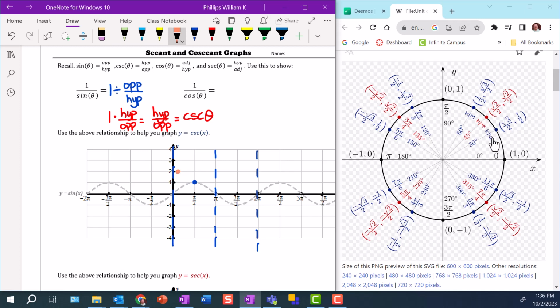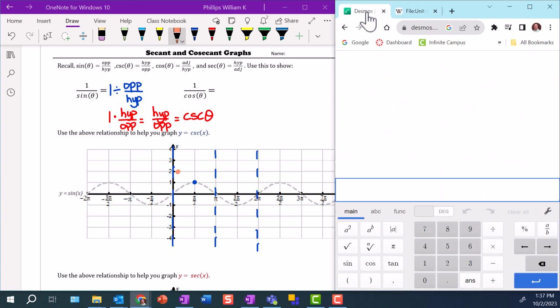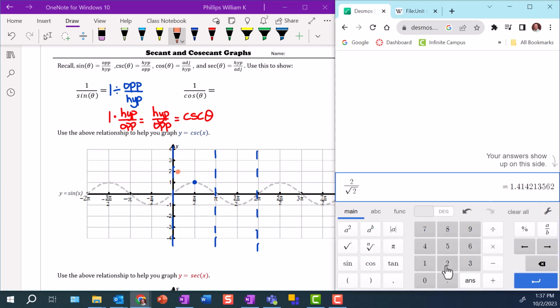Now, let's look in between 0 and pi halves at pi fourths. Here, this is now going to be 2 over root 2 because we're flipping the y value. I don't know what that is, so let's go to our calculator. What is 2 divided by the square root of 2? And we get 1.4. So here, right in the middle, we're going to go up to 1, and go just past it, almost at 1.5.